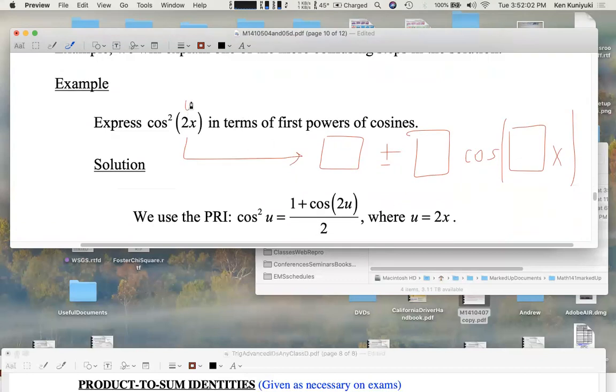We could let u be 2x. You don't have to do that, but it could help. And what's the PRI for cosine squared of u? Well, it's 1 plus cosine of twice u, that 2 is very important, all over 2, where u is 2x.